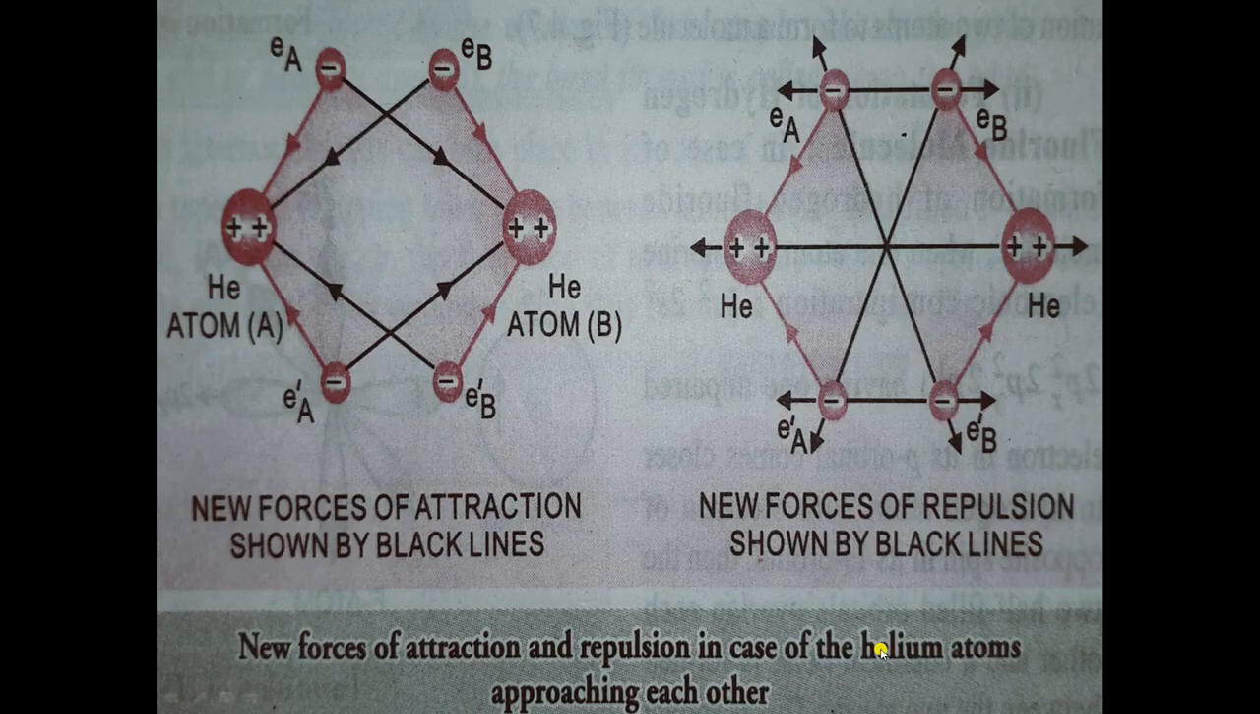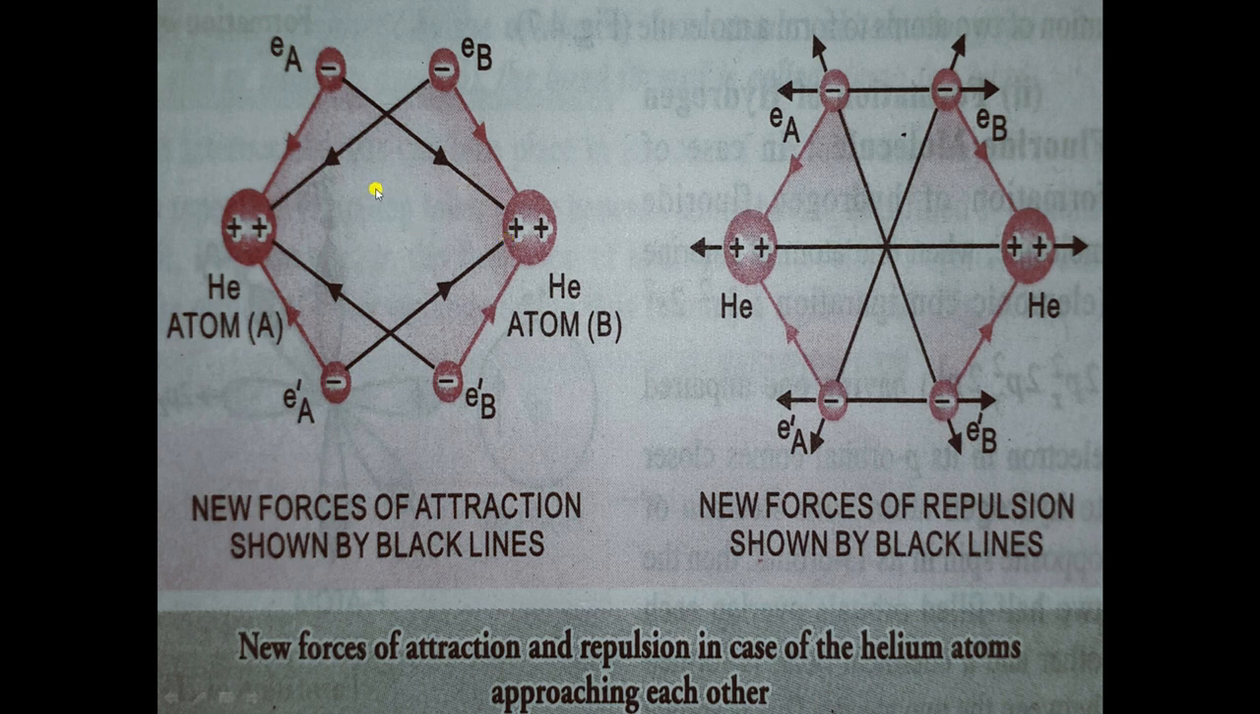Now there is one question: why does the He2 molecule not exist? So here this is the diagram of the helium atom. Can you see here, this is the nucleus of the first helium atom and these two electrons, Ea and Ea dash, are of the first helium atom, and this is the nucleus of the second helium atom and these two, Eb and Eb dash, are the electrons of the second helium atom. Now there will be new forces of attraction and new forces of repulsion which exist between these two atoms. So what are those new forces of attraction?